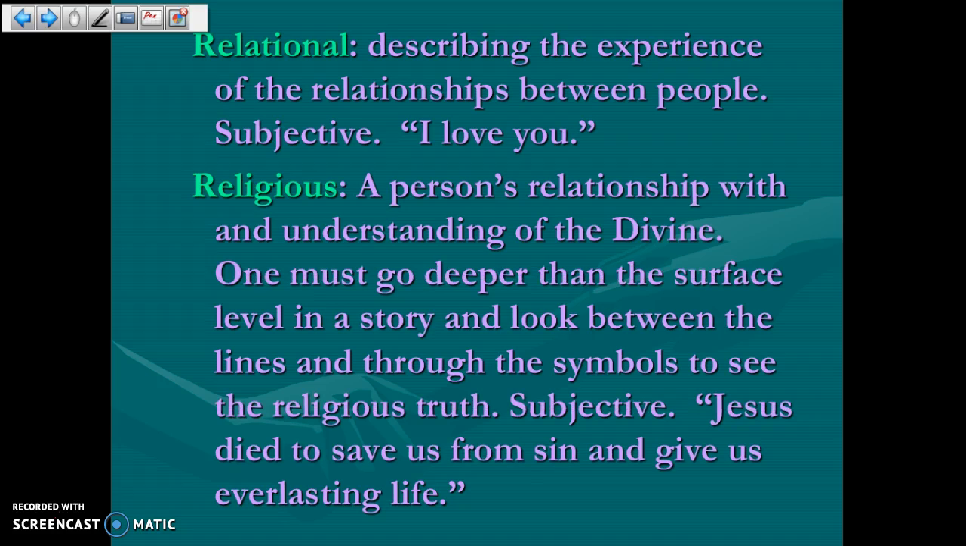Another type of truth is religious truth. Religious truth is a person's relationship with and understanding of the divine. With religious truth, one must go deeper than the surface level in a story and look between the lines and through the symbols in order to see the religious truth. This is also an example of subjective truth, which means there's something similar between religious and relational truth that is also different from historical and scientific truth. An example of religious truth is Jesus died to save us from sin and give us everlasting life. More on that in a moment.